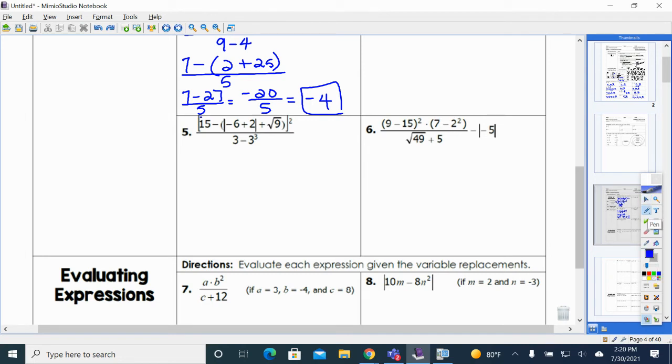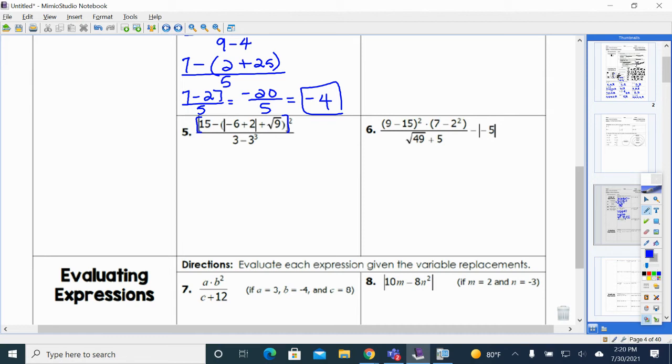It's a bracket, so it's a grouping symbol. Okay. Inside of that, I've got 15 minus parentheses, absolute value of negative 6 plus 2, plus the square root of 9, close parentheses, close bracket. All that's going to get squared. And the denominator, I got 3 minus 3 cubed.